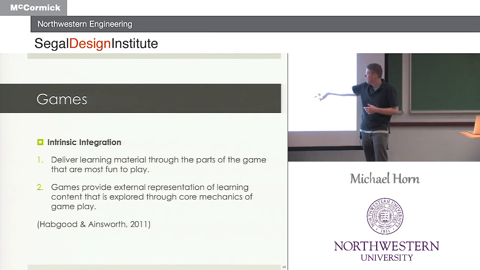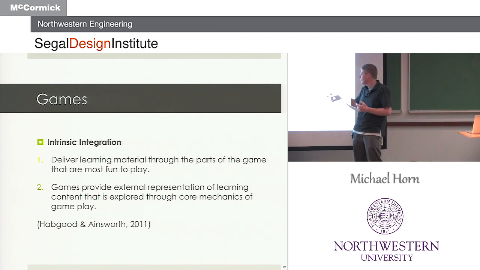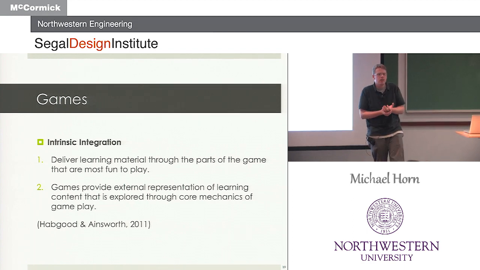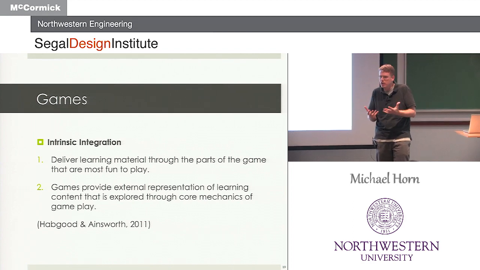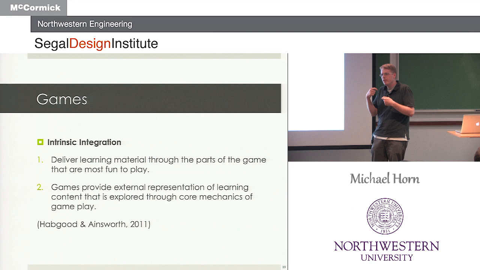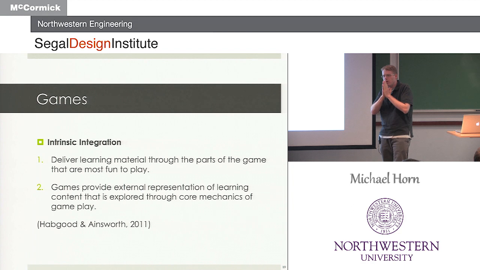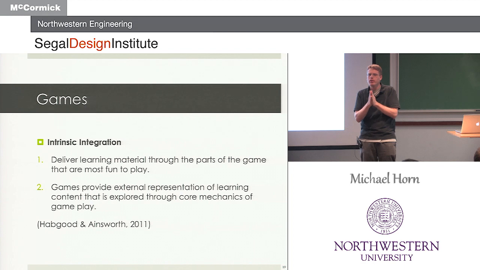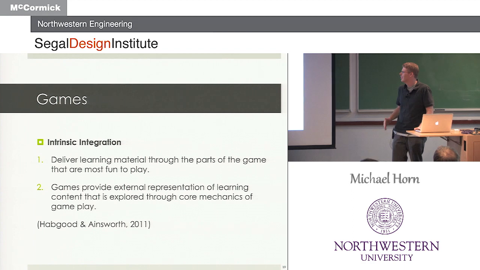The second principle is that games provide external representations of learning content that is explored through the core mechanisms of gameplay. In my case, it's a phylogenetic tree, but the game has some representation of the learning content, and by manipulating that representation, you're not only playing the game, but learning at the same time. In the ideal world, the learning and the mechanics of the gameplay are as close as possible, if not the same thing. Which I hope makes some sense.